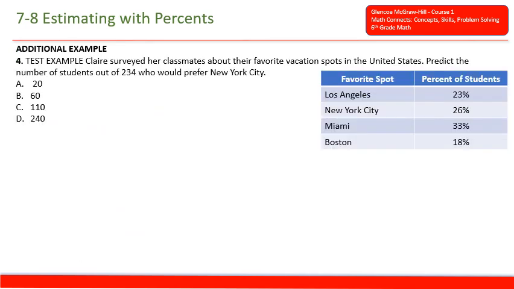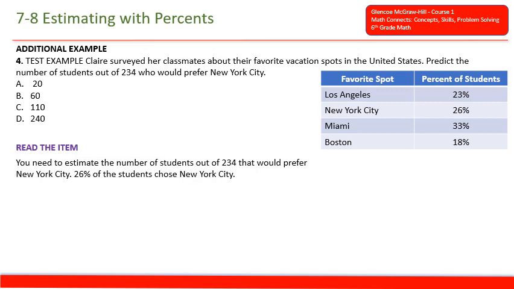Additional example, test example. Claire surveyed her classmates about their favorite vacation spots in the United States. Predict the number of students out of 234 who would prefer New York City. If we look at the table, this one is in percents, and they're giving us the total number of students, so we'll just calculate it that way. We need to estimate the number of students out of 234 that would prefer New York City. 26% of the students chose New York City.